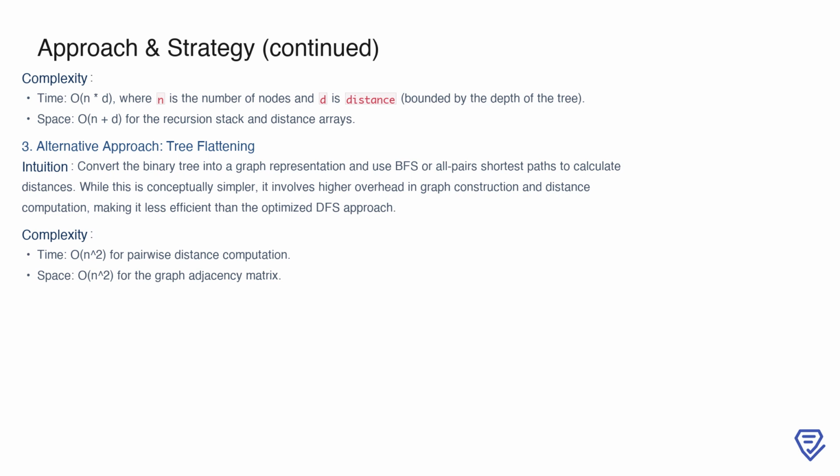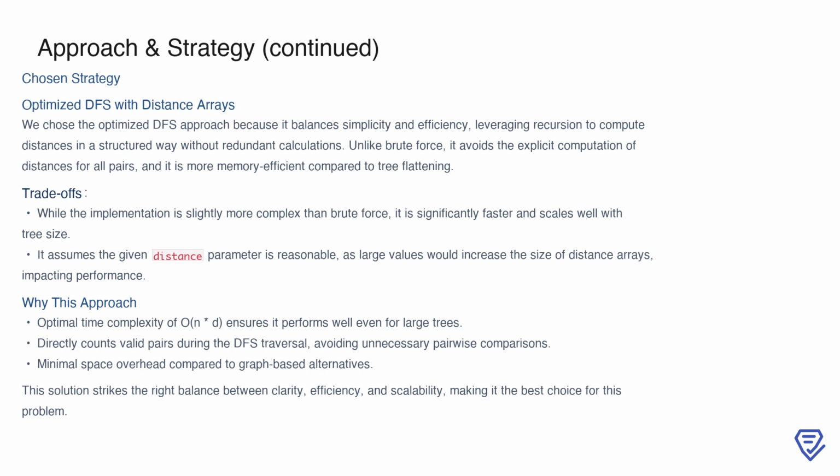As an alternative, we could consider tree flattening, where the binary tree is converted into a graph representation. Using BFS or all-pairs shortest path algorithms, we could calculate distances between nodes. While this method is conceptually simpler, it introduces additional overheads, such as constructing the graph and storing an adjacency matrix. These factors make it less efficient than the optimized DFS, especially for larger trees, as its time and space complexity scale quadratically. Ultimately, the optimized DFS with distance arrays stands out as the most effective strategy for solving this problem.